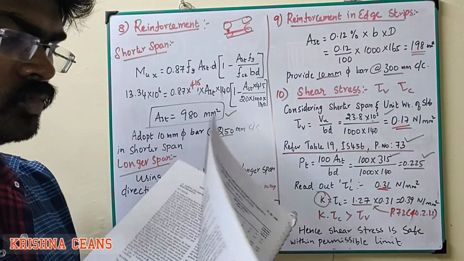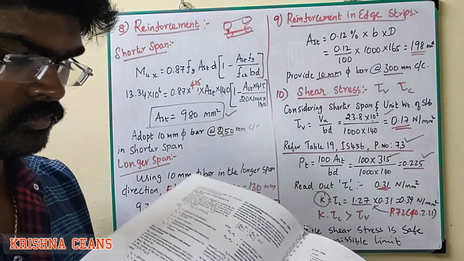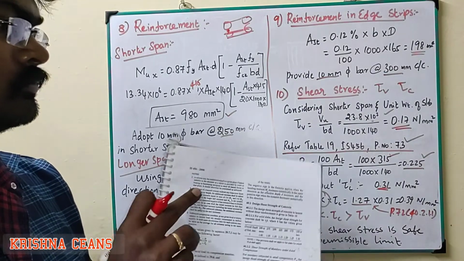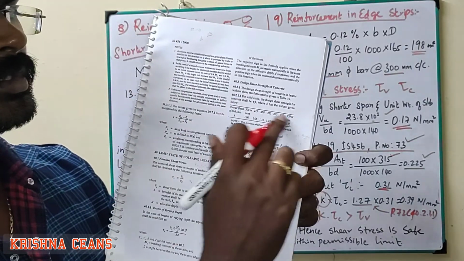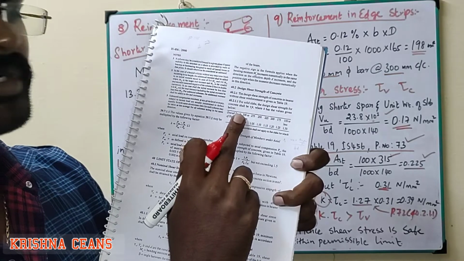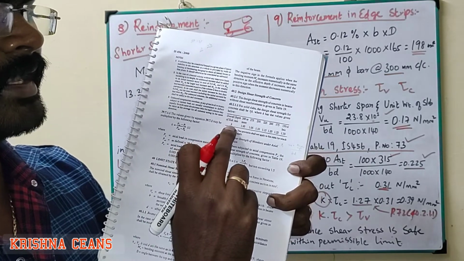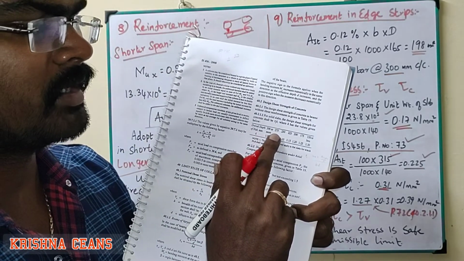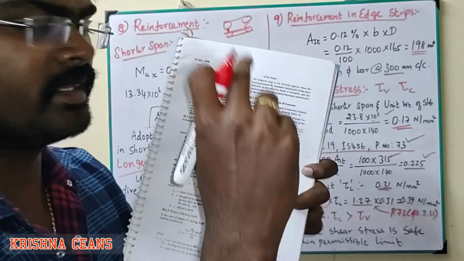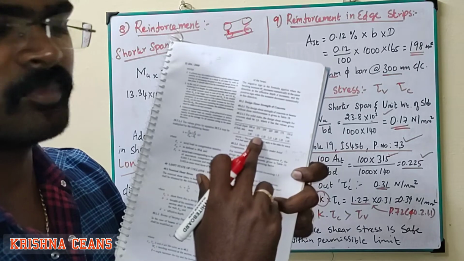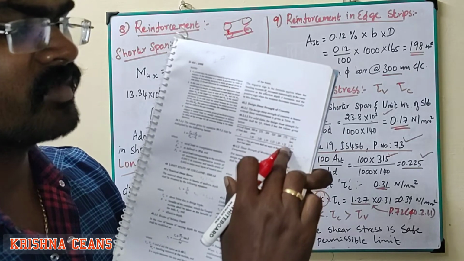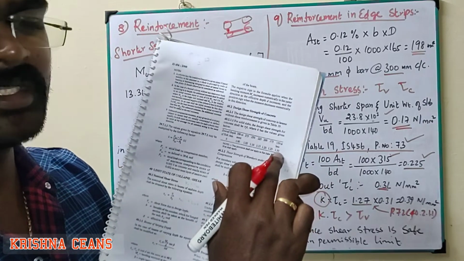Page number 72, 40.2.11. In this there is a table: overall depth, then K. If we are applying 300 overall depth, the K value is 1. For 275, the K value is 1.05. So 175 is 1.25, and 150 or less is 1.3.